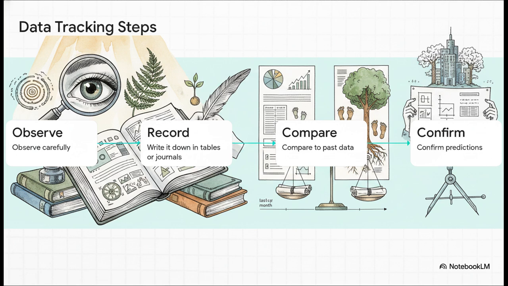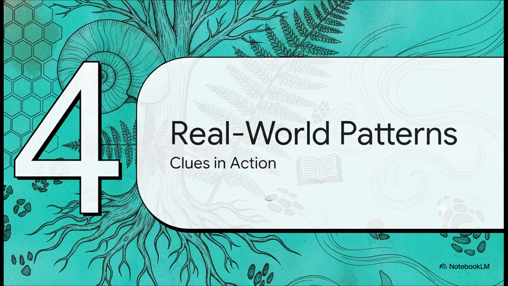You look at what happened today versus, say, what happened last month. And finally, step 4, confirm predictions. You see, scientists don't just guess. Writing things down accurately is the only way scientists can systematically check their work and confidently confirm what is going to happen next. Next up, we have Section 4, Real-World Nature Patterns, Seeing the Clues in Action.